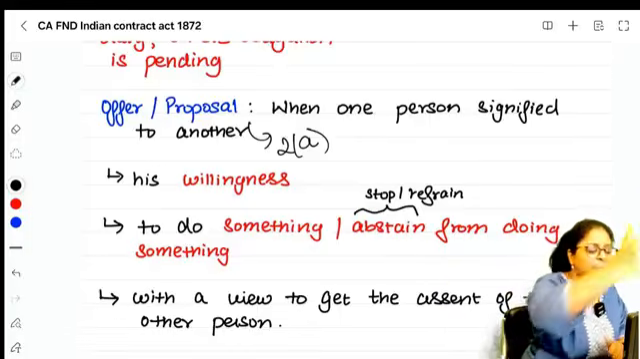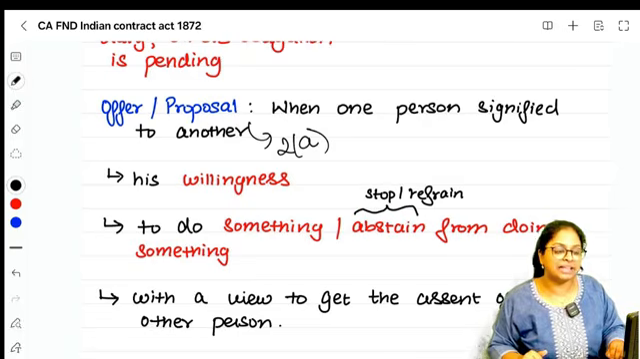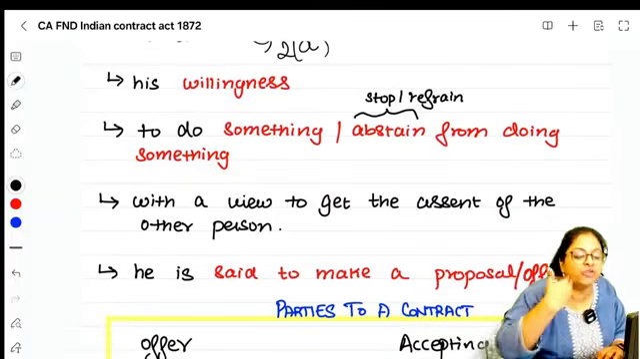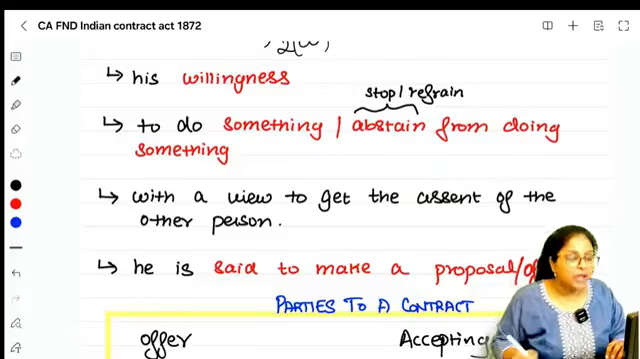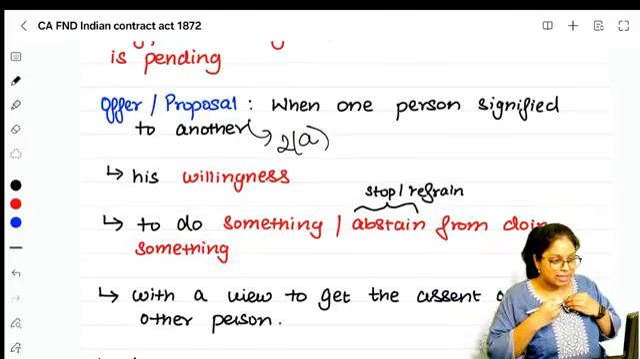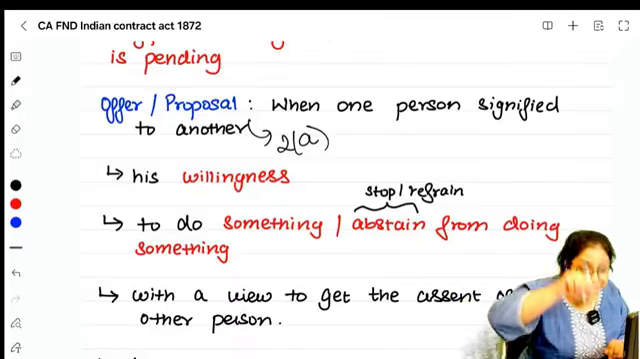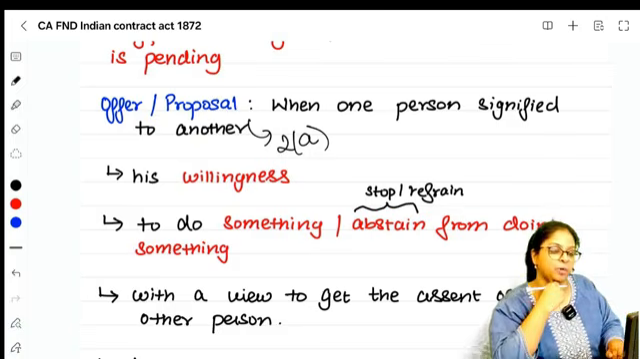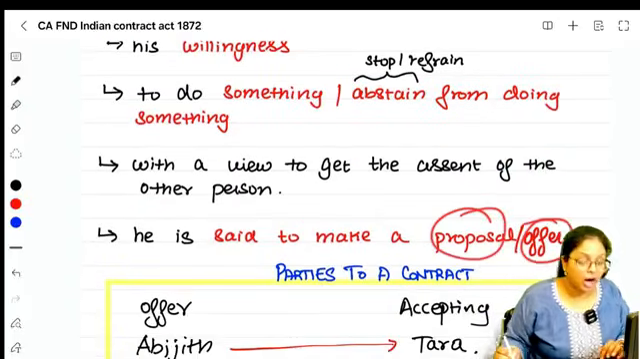Why is Abhijit proposing to the girl? So that she will beat him? No. So that she will accept. Whenever he proposes, he thinks that girl should accept, right? Whenever you make an offer, you do it with a view to get the assent. What does assent of the other person mean? To get the acceptance. Perfect, Kasturi. When one person signifies to another his willingness to do something or abstain from doing something with the intention to get the assent of the other person, so that the girl accepts Abhijit's proposal, with that intention only Abhijit proposes. So what Abhijit is doing is said to be a proposal or an offer.